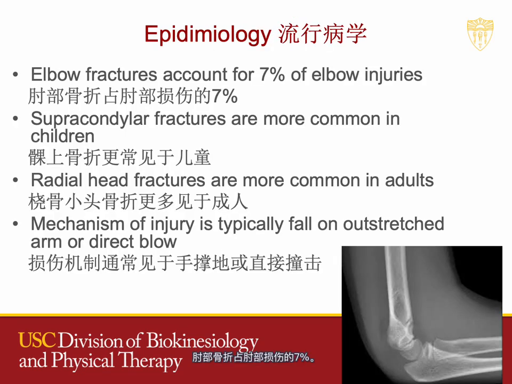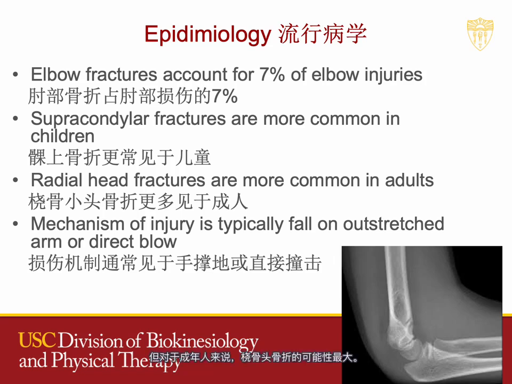Elbow fractures, 7% of all injuries to the elbow are going to be a fracture. In children, they're most likely to have a supracondylar fracture. And you can see that here. So that's going to be a fracture of the proximal ulna and the distal humerus.